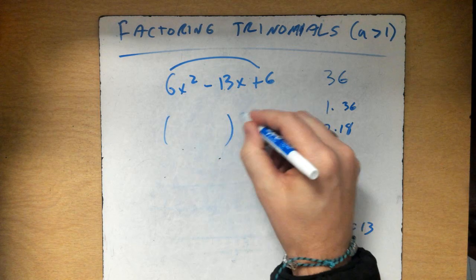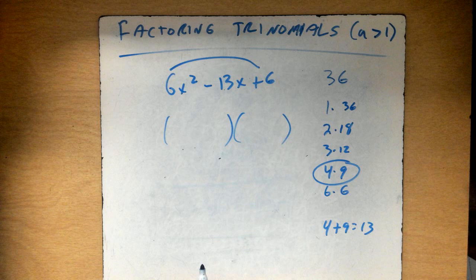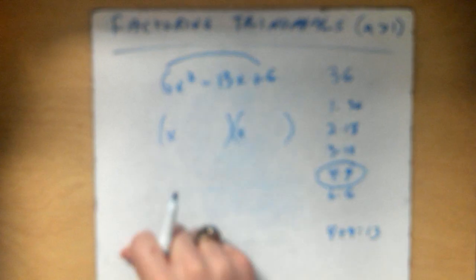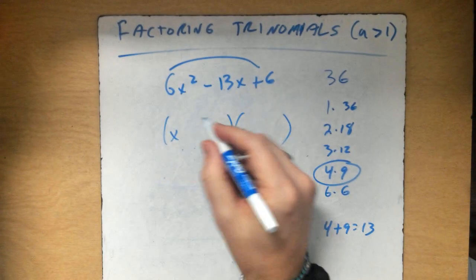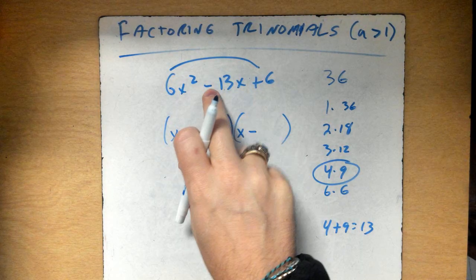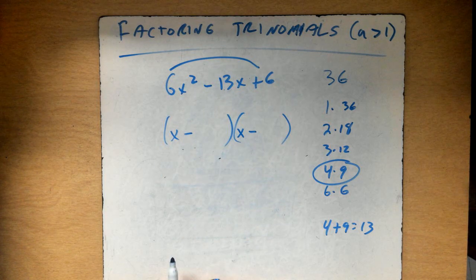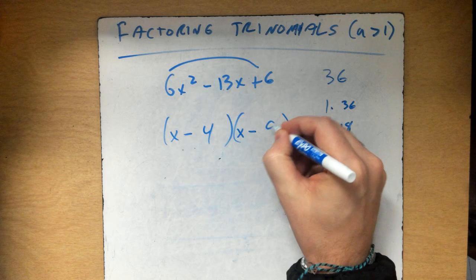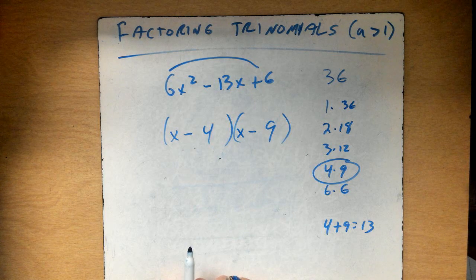So, I got my parentheses. I got my x and my x. Now my signs are minus and a plus. So I know, because it's minus plus, I have to have a minus and a minus here, because I have to add to get a negative number. That's why it's that. So my numbers here are 4 and 9. They're both minus, so it doesn't matter which one I put them in.